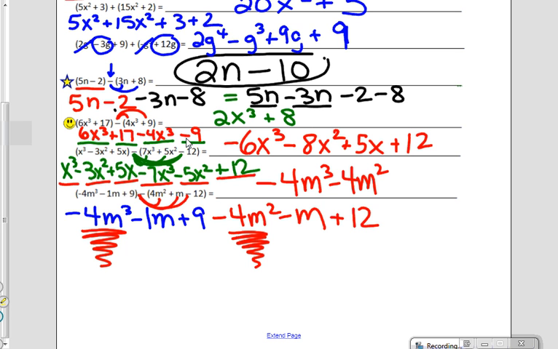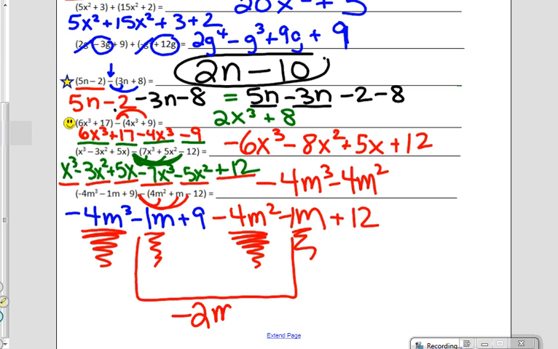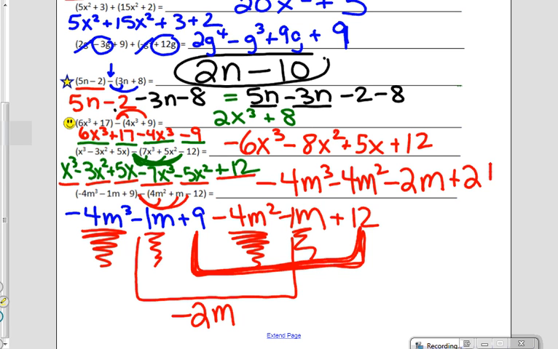All right, here's the next one. Minus 1m and another minus 1m. Right? I have 2 negative m's, if you think of it that way, right? Negative 1 and negative 1 add up to negative 2m. That's what they combine to. Negative 2m. Plus 12 and 9. Right? They're partners. Those numbers add up to 21. All right? That's example D.